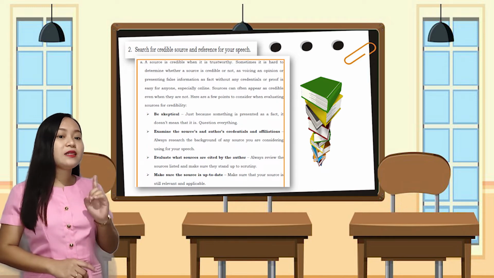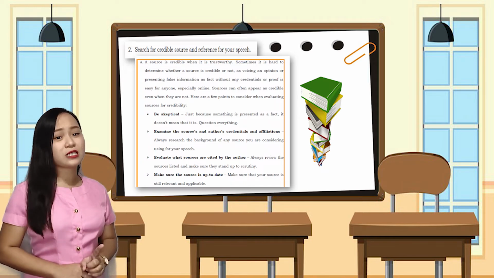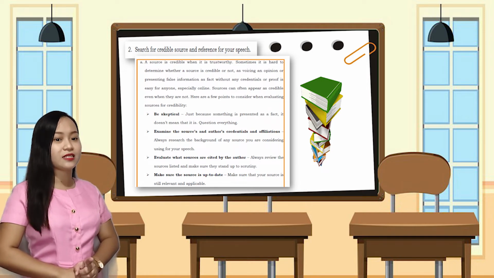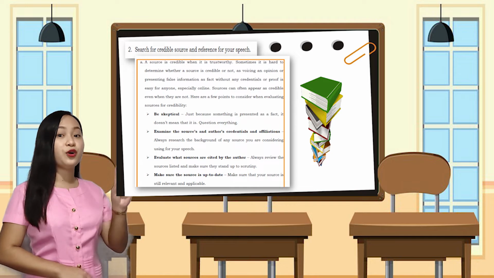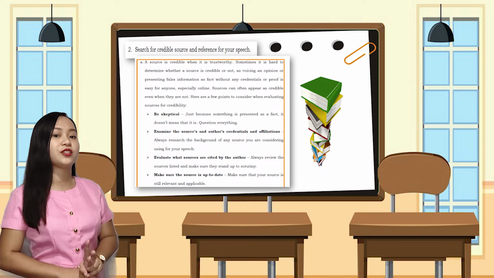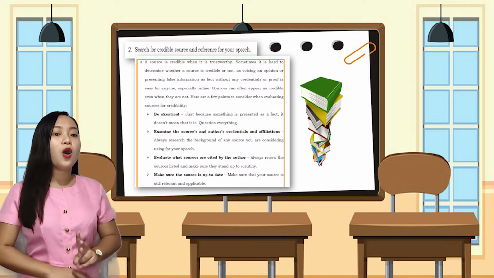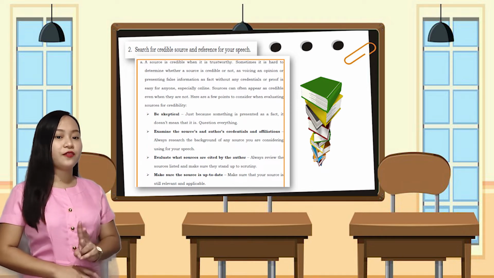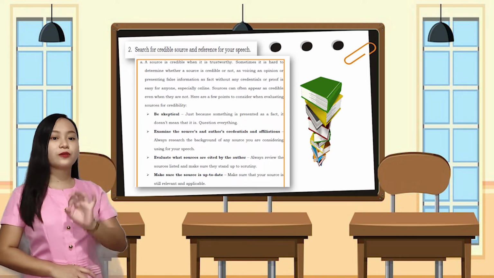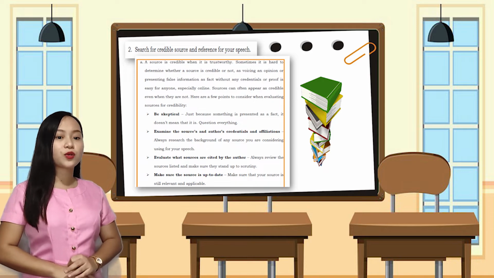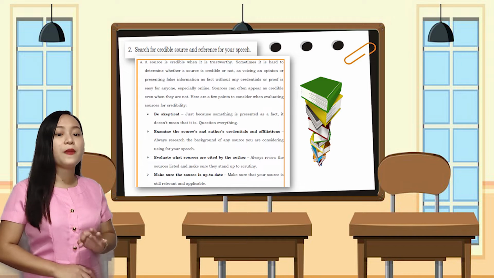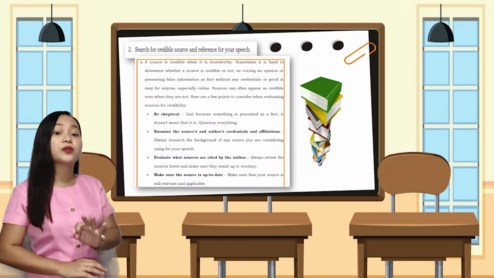Number 1, be skeptical. Just because something is presented as a fact, it doesn't mean that it is. Question everything. Number 2, examine the source's and author's credentials and affiliations. Always research the background of any source you are considering using for your speech. Number 3, evaluate what sources are cited by the author. Always review the sources listed and make sure they stand up to scrutiny.